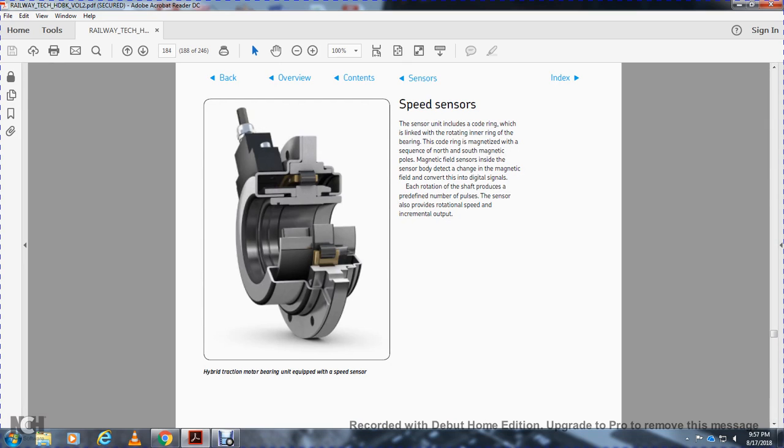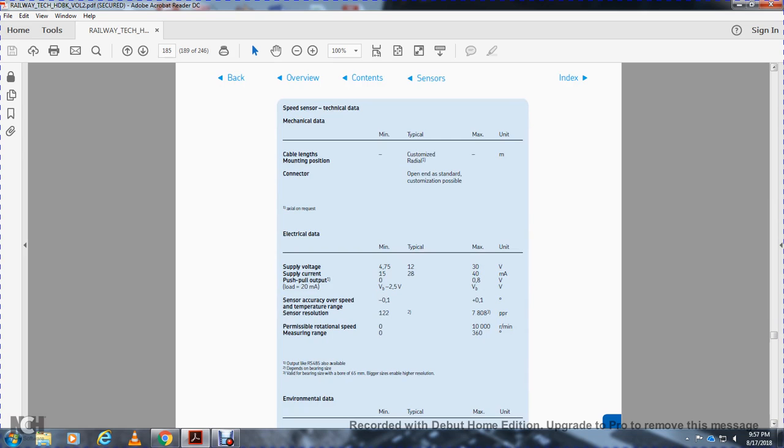Speed sensors. These sensors include a code ring linked with the rotating inner ring of the bearing. The code ring is magnetized with a sequence of north-south magnetic poles, creating a magnetic field. The sensor detects the changing magnetic field and converts it into digital signals. Each shaft rotation produces a predefined number of poles. The sensor also provides rotational speed incremental output.